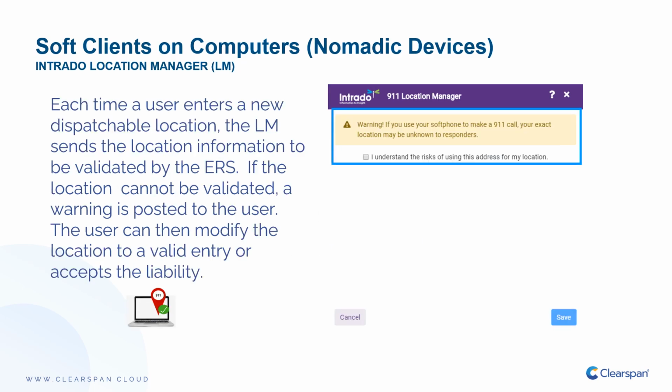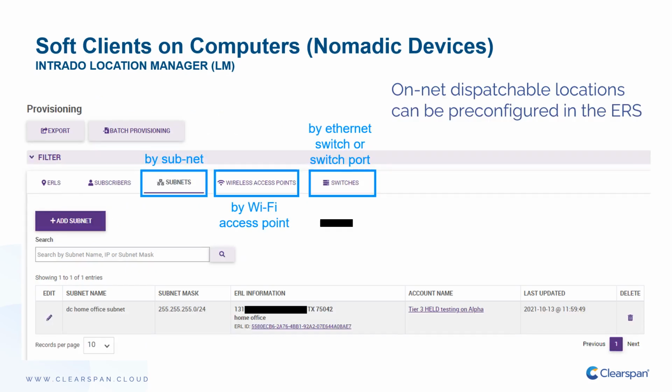Each time a user enters a new dispatchable location, the Location Manager sends the location information to be validated by the Intrado ERS. If the location cannot be validated, a warning is posted to the user. The user can then modify the location to a valid entry or accept the liability. On-net dispatchable locations can be pre-configured in the Intrado ERS by subnet, wireless access point, Ethernet switches, or Ethernet switch ports.